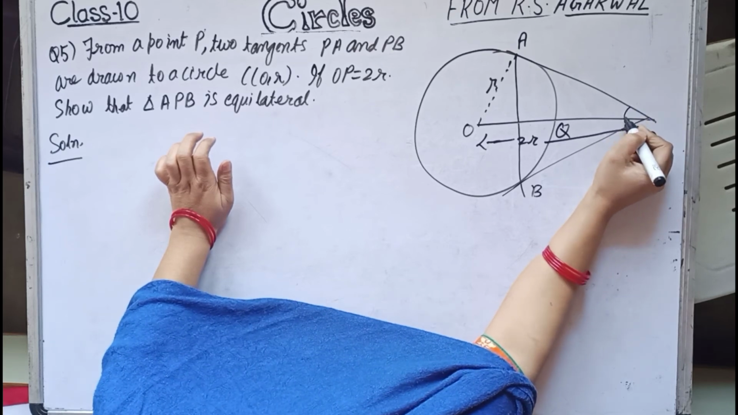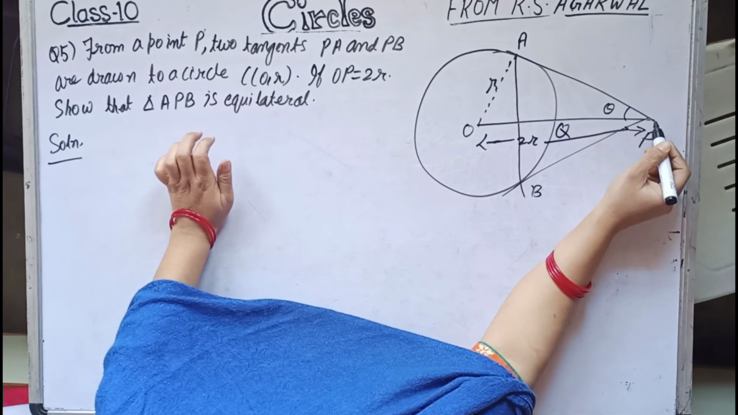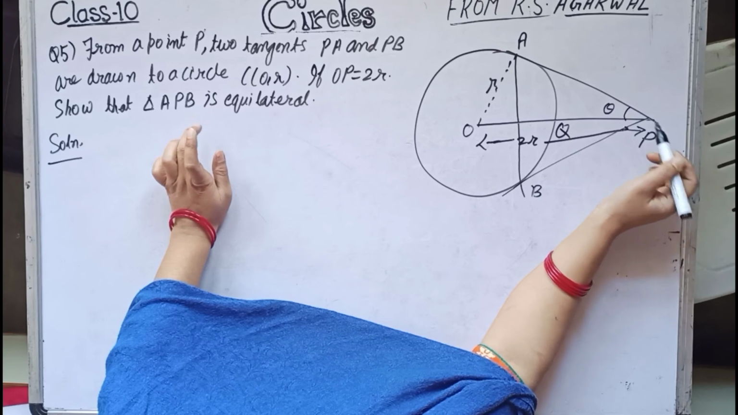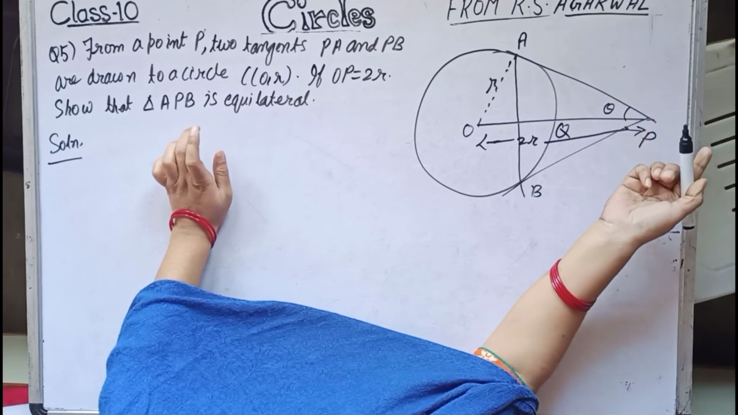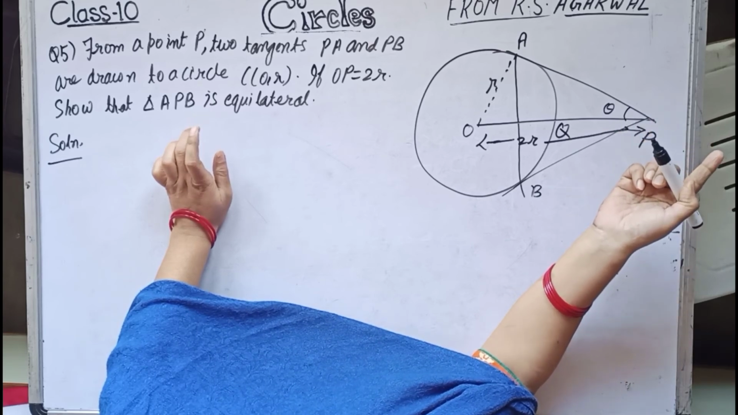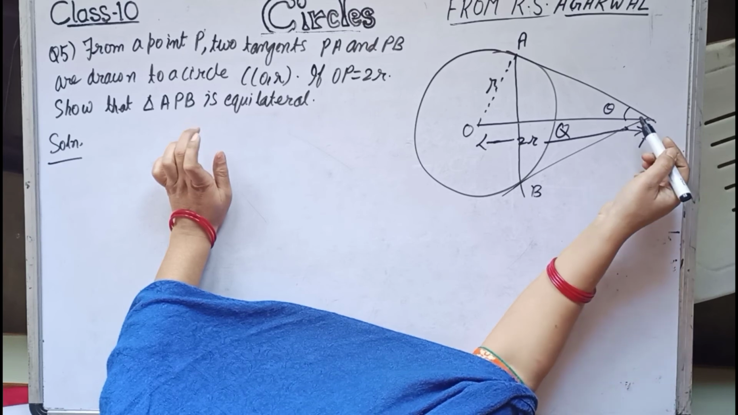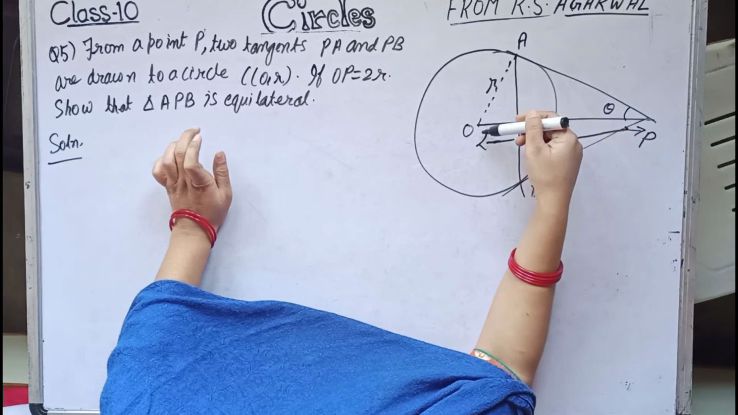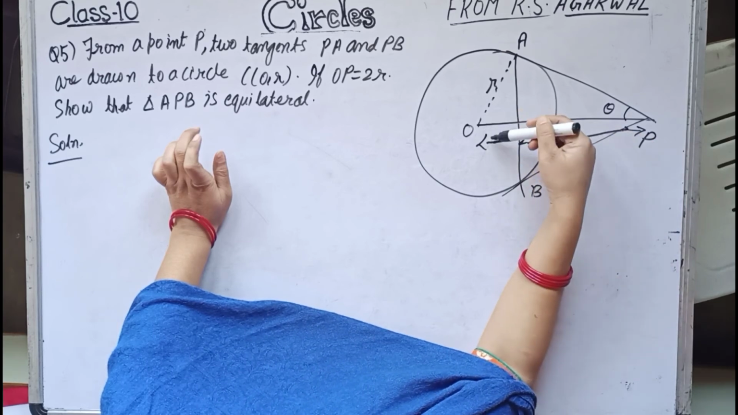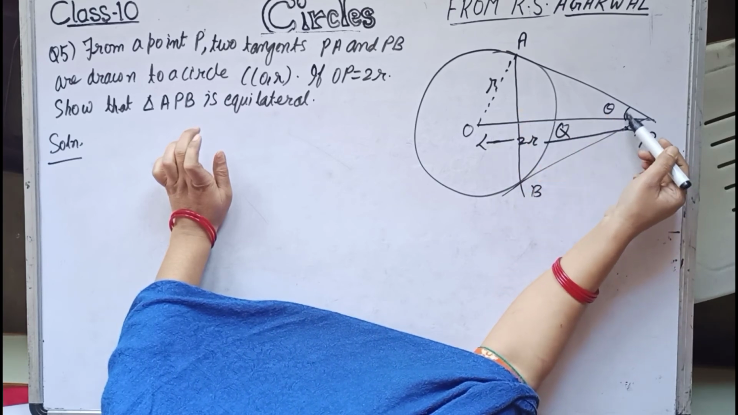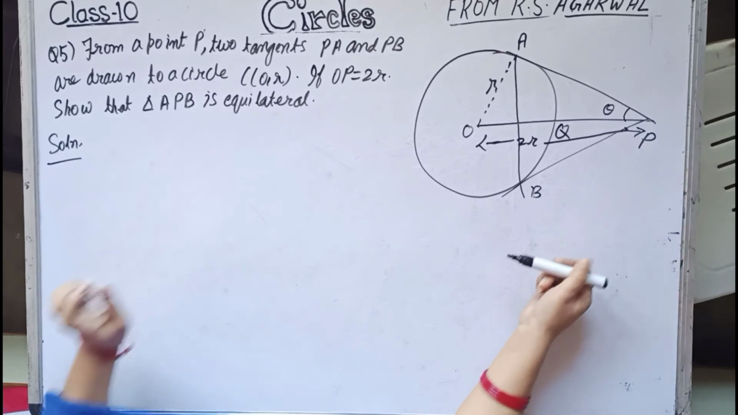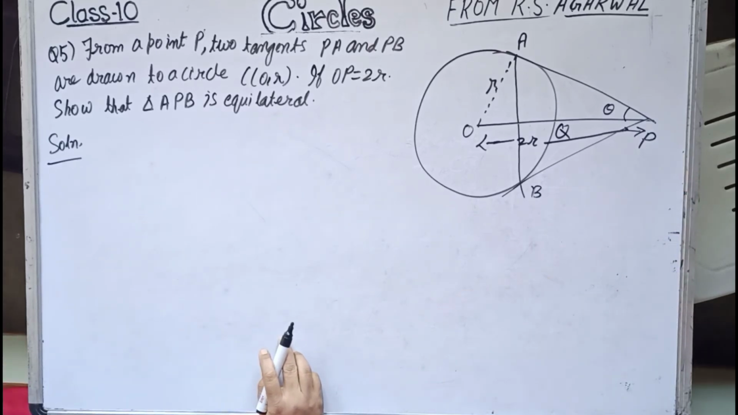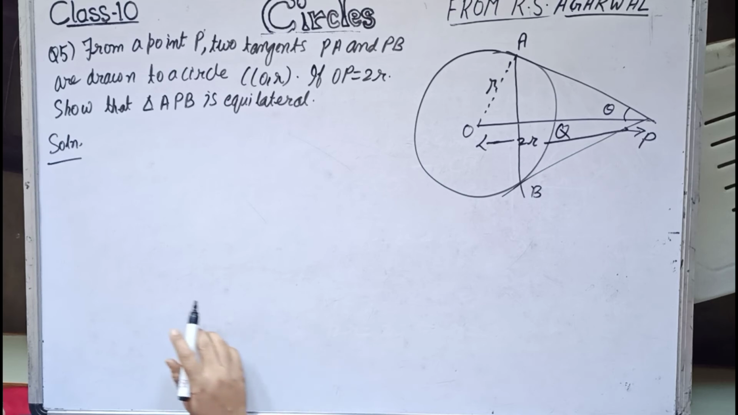Now, suppose this angle is theta, then obviously angle P will be equals to twice theta, because of the fourth theorem of circles, if you remember, we have done: the angle made by the tangents at the center is equal. This angle equals to this angle, and also these two angles are equal. In theorem number 4, if you remember, two subparts were there for proving. So let us start.